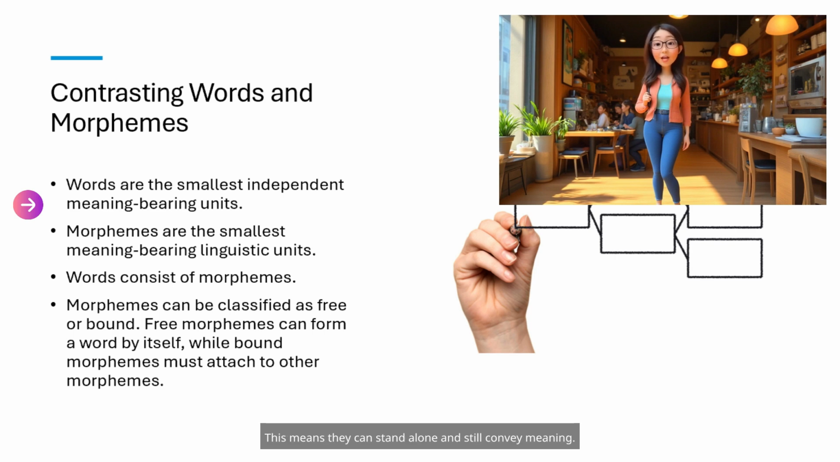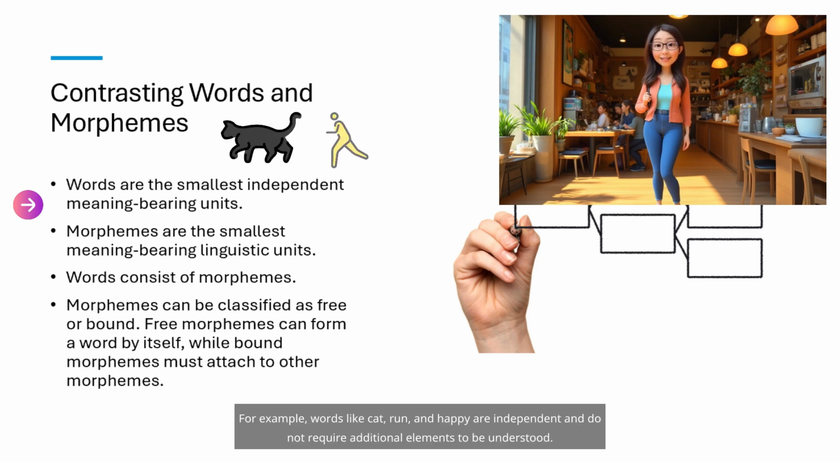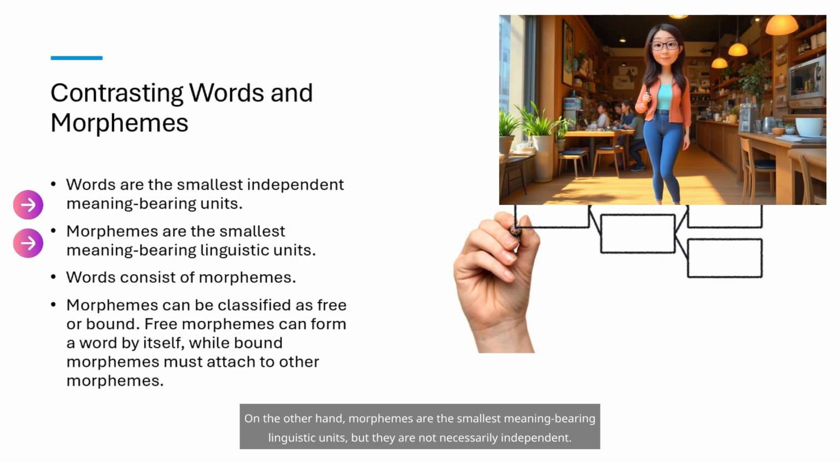For example, words like cat, run, and happy are independent and do not require additional elements to be understood. On the other hand, morphemes are the smallest meaning-bearing linguistic units, but they are not necessarily independent. Words are composed of morphemes, but not all morphemes can stand alone.